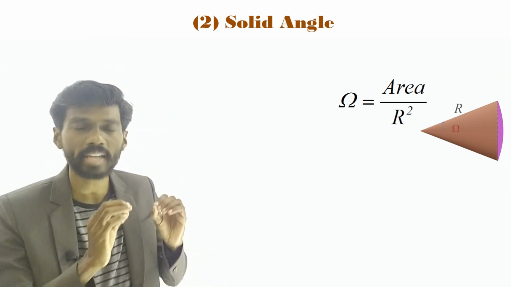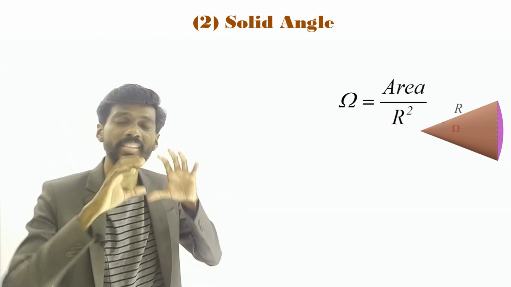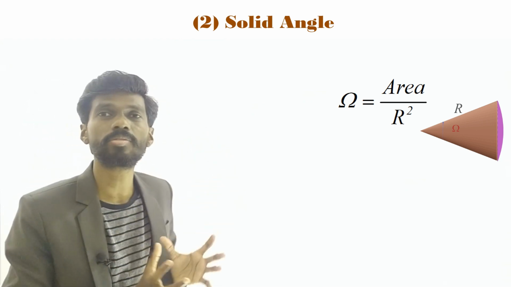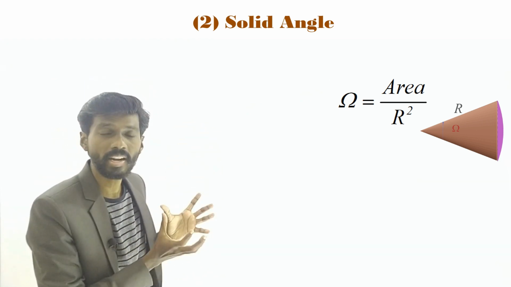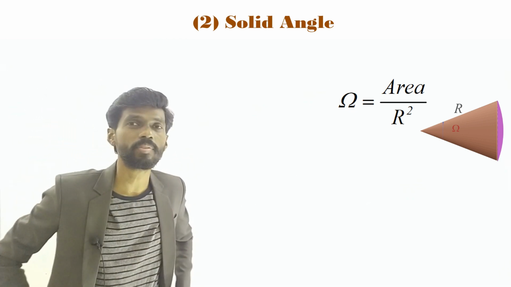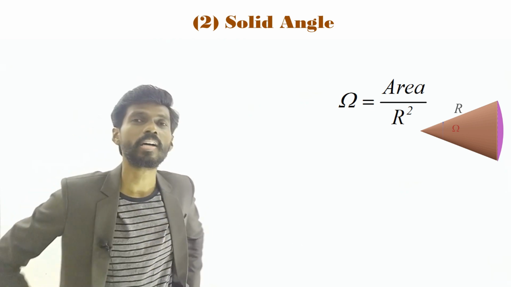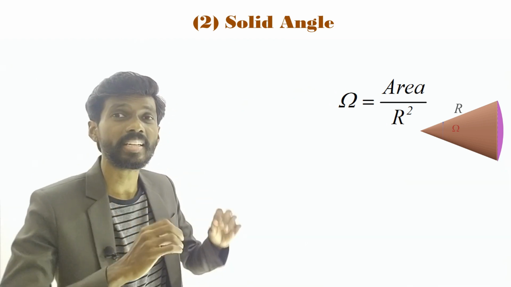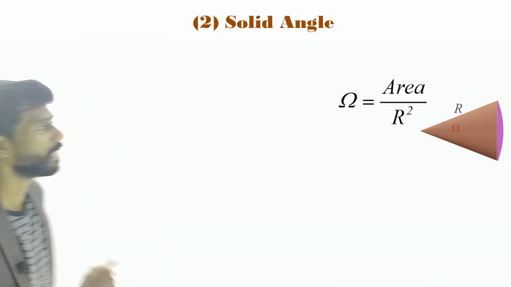You should be able to compare this with the plane angle. There we had only an arc, but here we have a curved surface. This curved surface has some area, and that divided by the square of the radius of the sphere, which this curved surface is a part of, gives the solid angle. The surface is part of a sphere of radius r, so area divided by r squared gives the value of the solid angle. This is our second point, the definition of solid angle.